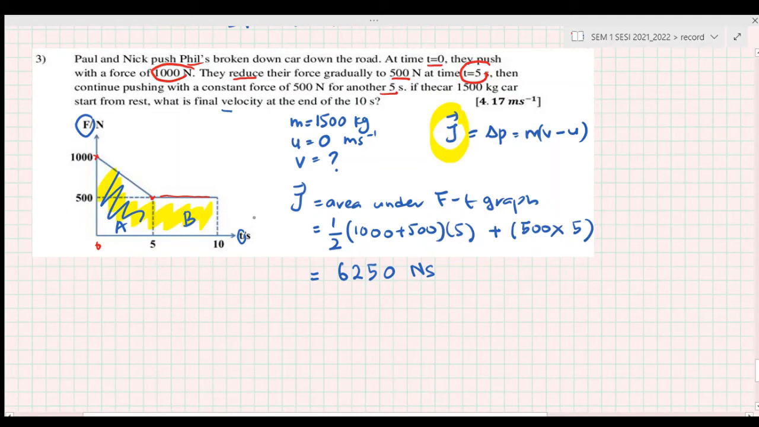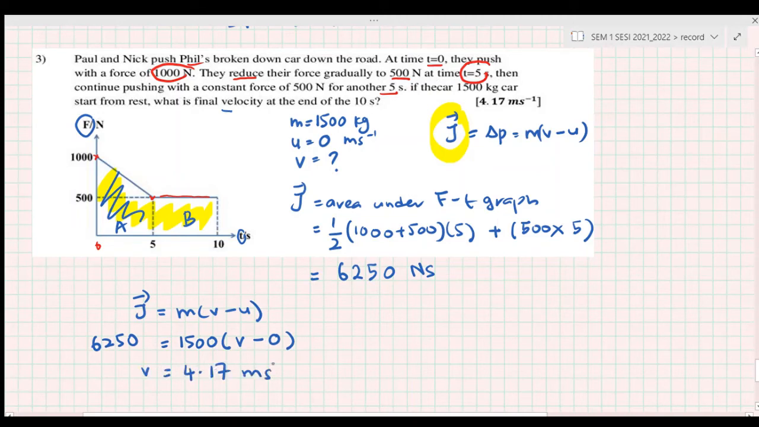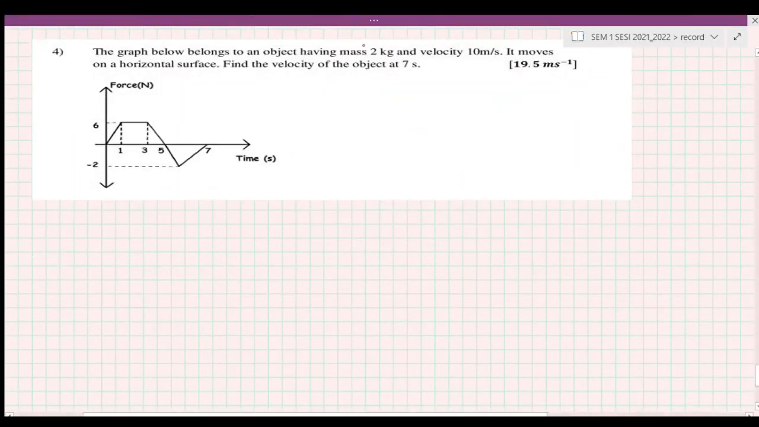Okay, so now we want to find the final velocity, so we can put it into the equation. J equals M(V minus U). The impulse we already got is 6250. Mass is 1500. The velocity is to be found, and the initial is at rest. Start from rest. So we get V equals 4.17 meter per second.